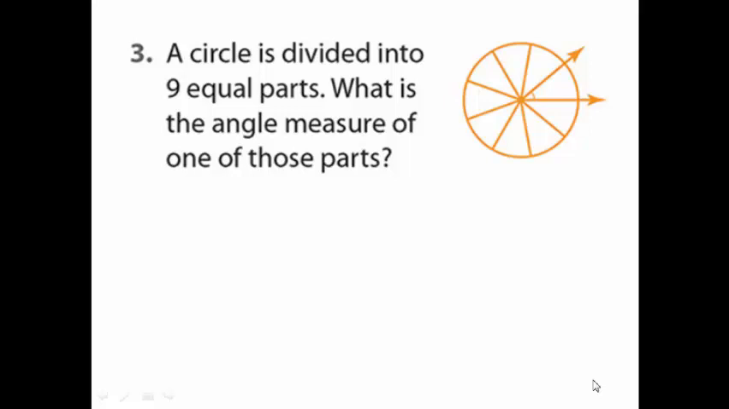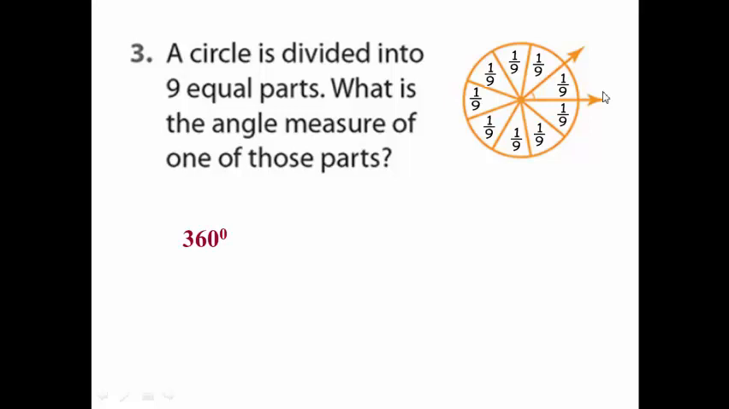Let's move to the first question in our independent practice. We have here a circle divided into 9 equal parts. 9 equal parts means that each part represents 1 to 9, or 1/9. What is the angle measure of one of these parts? We are talking about one part only.